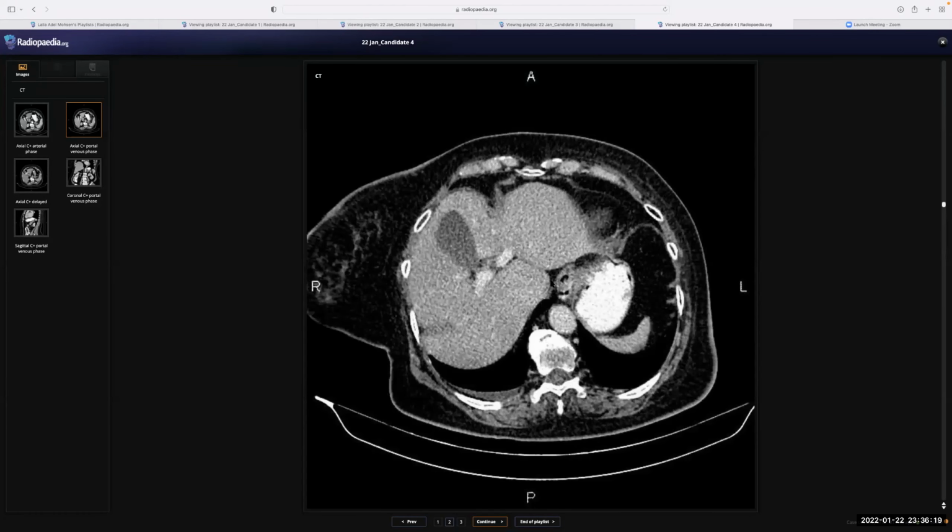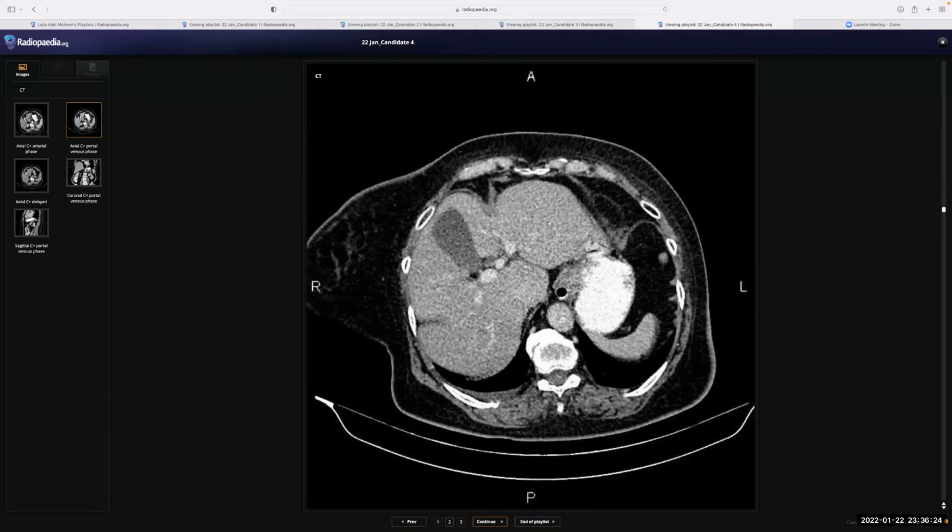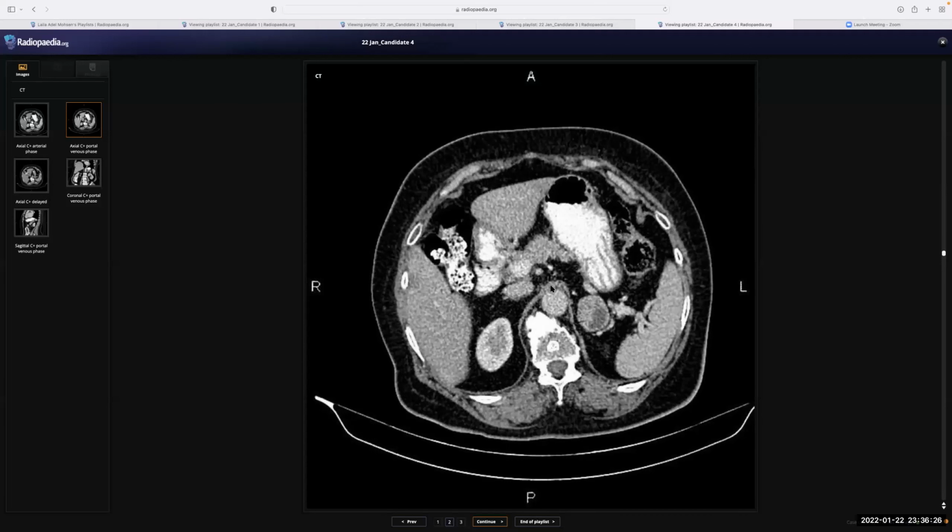Okay, so allow me, Dr. Kanika. I can see a small focus of low density in the liver. What do you think of this one? Oh, yeah.